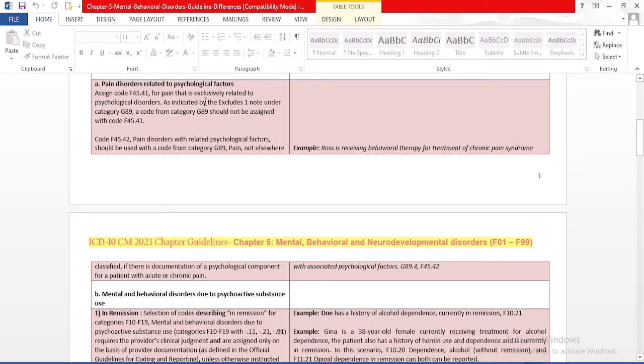So you need to remember here, F45.41 is for pain that is exclusively related to psychological disorders. Whereas F45.42 is pain disorders with related psychological factors. So if the patient has psychological factors along with pain, we can code both. If the patient has a psychological disorder, we can't code the G89 series. If the patient has psychological factors, we can code the G89 series here.